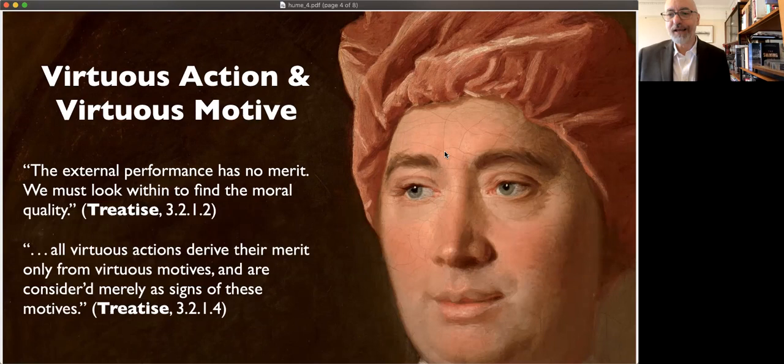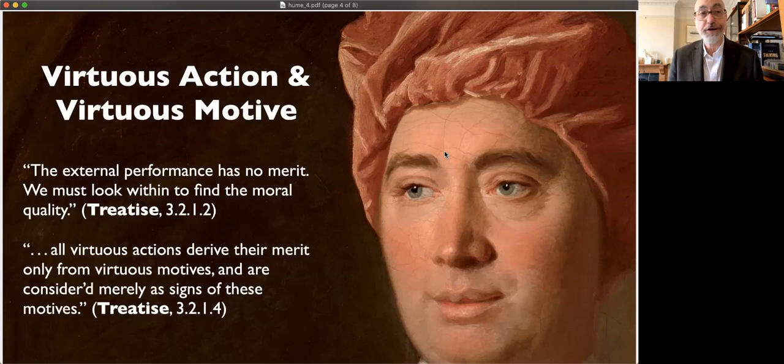So here we see Hume claiming the external performance has no merit. We must look within to find the moral quality. He continues, this we cannot do directly, and therefore fix our attention on actions as on external signs, but these actions are still considered as signs, and the ultimate object of our praise and approbation is the motive that produced them.